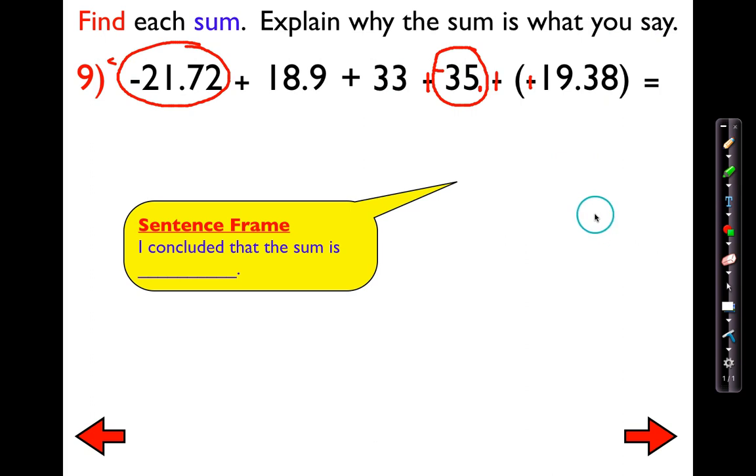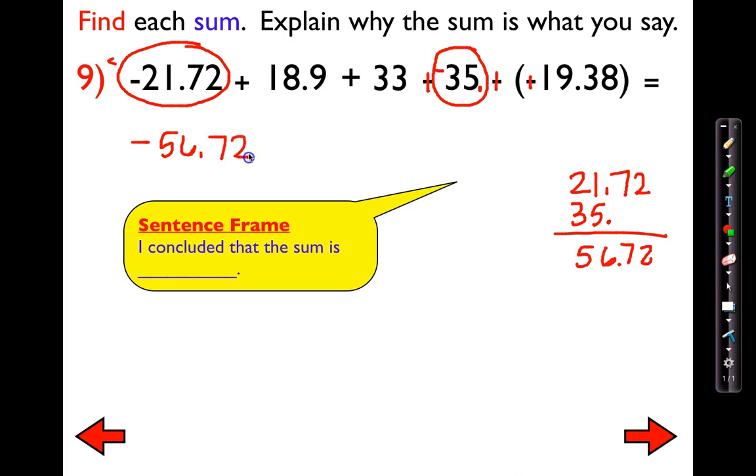So I'm going to go ahead and combine all the negatives together. We have 21 and 7200ths with 35. And again, to me, this makes sense because all the ones are aligned and all the tens are aligned. So combined, I have a total of 56 and 7200ths negative. So I'm going to write a negative 56 and 7200ths.